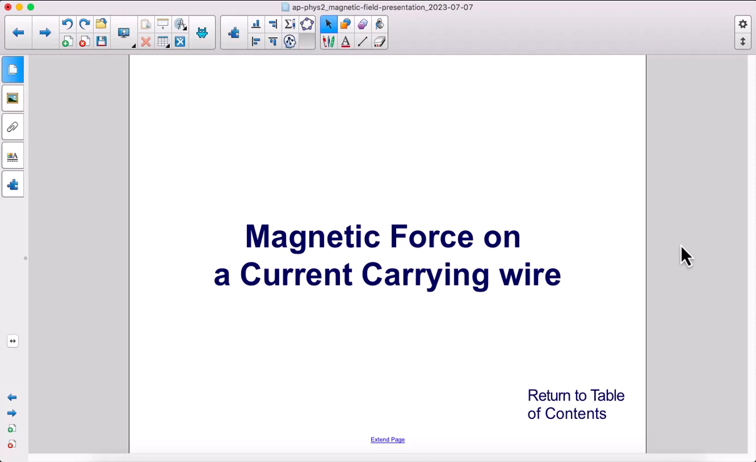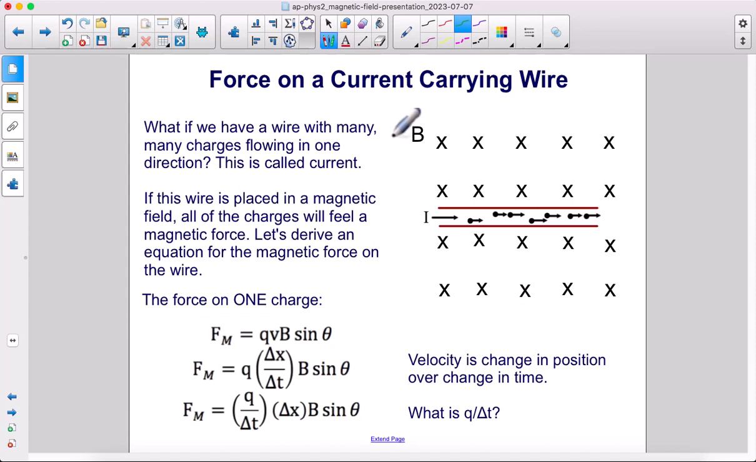Magnetic force on a current-carrying wire. What if we have a wire with many charges flowing in one direction? This is called current. If this wire is placed in a magnetic field, all of the charges will feel a magnetic force. Let's derive an equation for the magnetic force on the wire.